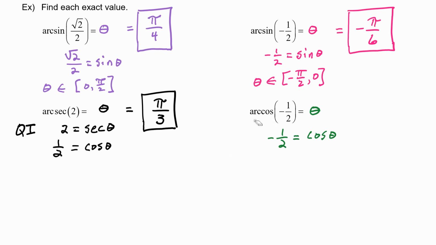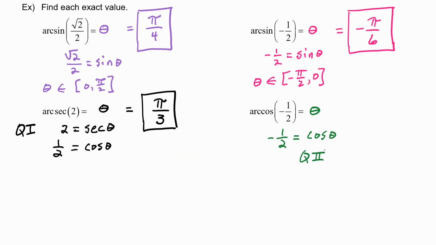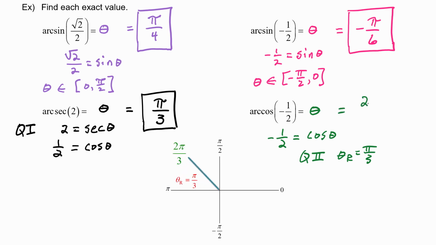When you're doing the cosine inverse of a negative value, you know that your angle will have to live in quadrant 2. The quadrant 2 angle, whose reference angle is pi over 3, is going to be 2 pi over 3.